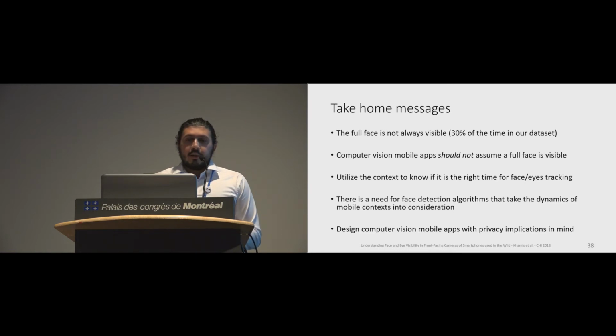To summarize, the full face is not always visible in the front-facing camera's view. In approximately 30% of the cases in our dataset, the face was not fully visible. Computer vision mobile apps should not assume that the full face is in there. We should utilize the context, for example the sensors of the phone, to know whether it's a good opportunity to track the eyes and the face. And there is a need for face detection algorithms that take the dynamics of mobile phones into consideration. Not just whether there's a full face or not, but also things like motion blur, people's clothing, and obstacles that could come in the way.